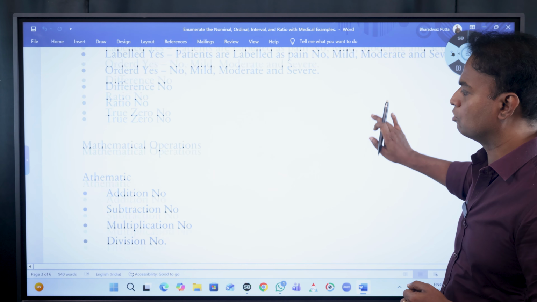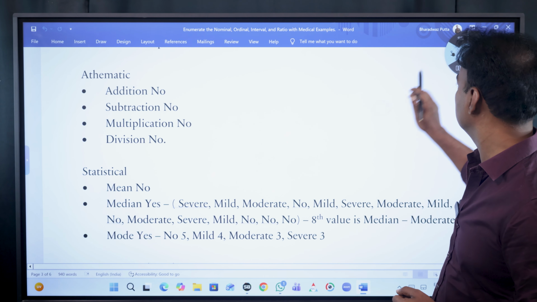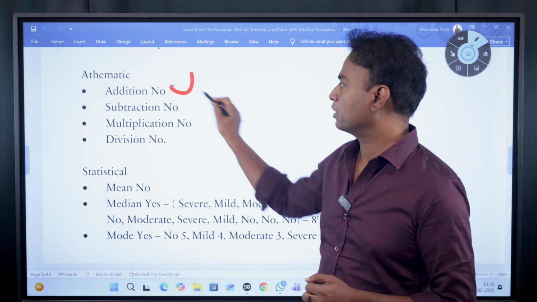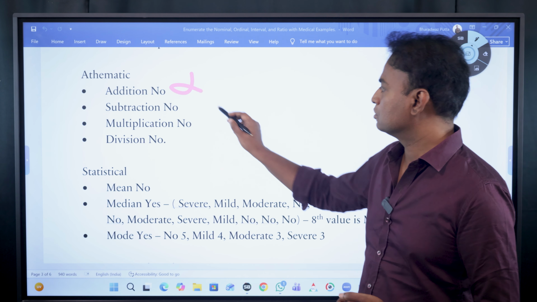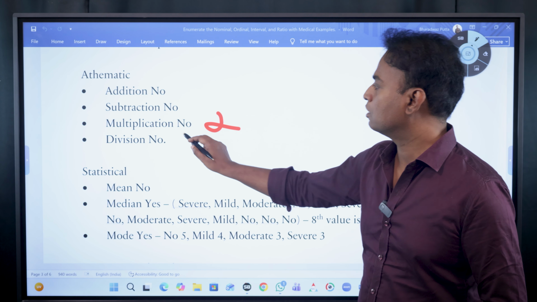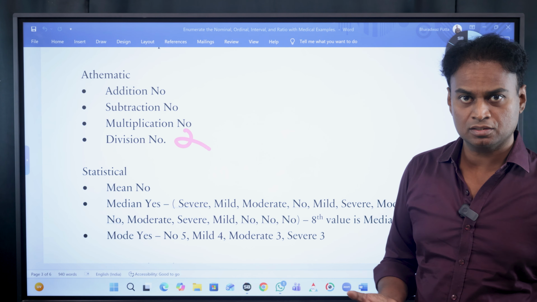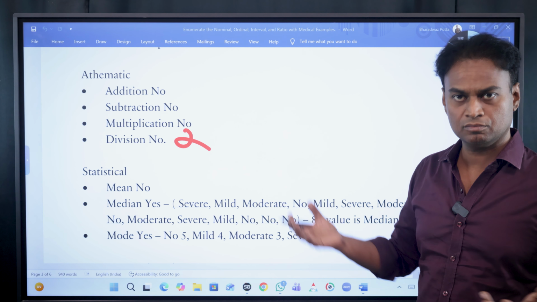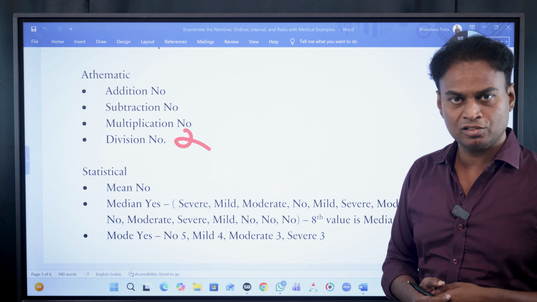And coming to mathematical operations, what are all the things you can do? You cannot add mild and moderate. You cannot subtract mild from moderate. You cannot multiply them, you cannot divide them, because these are not numbers. So when there are no numbers you cannot do any arithmetic operation.